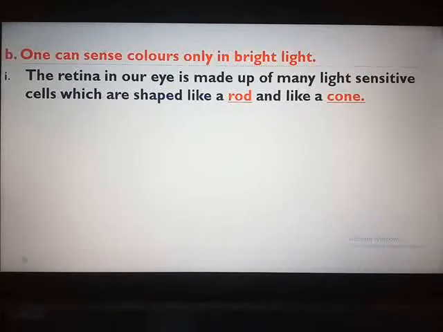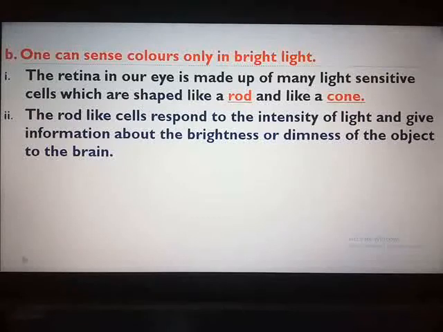The retina in our eyes is made up of many light sensitive cells which are like a rod and like a cone. Second point, rod shaped cells, they respond to what? They respond to the intensity of light and give information about the brightness or dimness of the object to the brain.